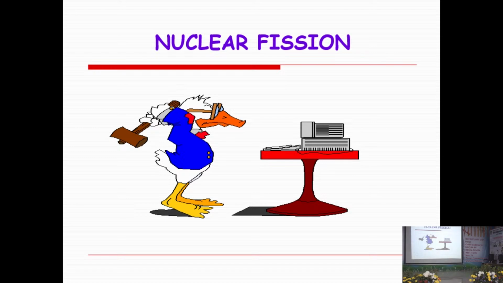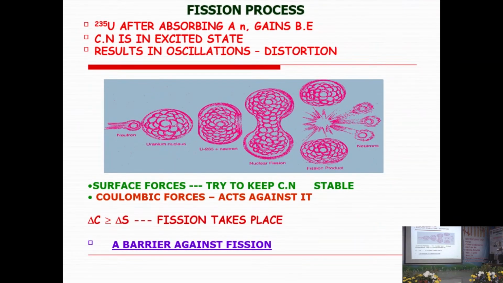Of course, spontaneous fission is also there, but in our technology we are using induced fission only. Now why is it happening? If you take uranium-235, a naturally available isotope, after absorbing a neutron it gains binding energy, because before entering the nucleus the neutron is free. Then we make it enter into one well of potential. This free energy will be released to the compound nucleus. Now the compound nucleus will be in the excited state. This results in oscillations and distortions, and that may lead to fission.